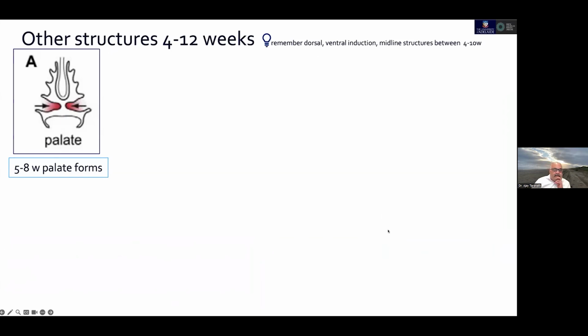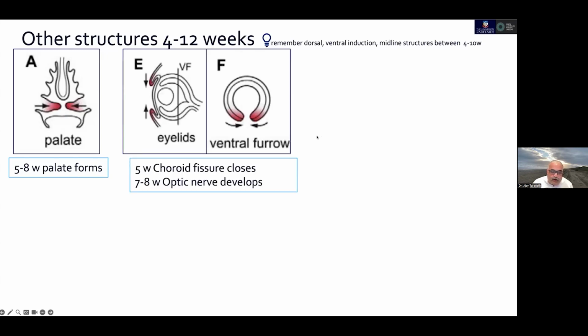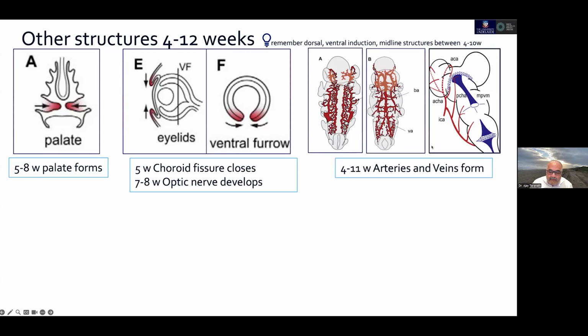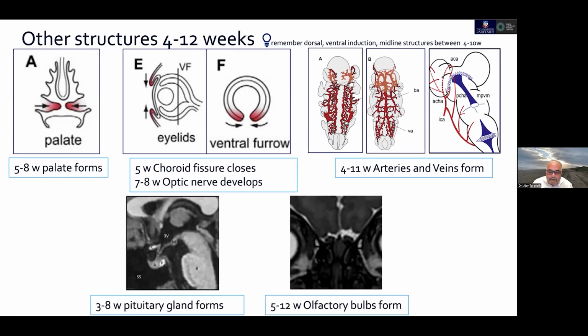Other structures that develop between 4 and 12 weeks. So between 5 and 8 weeks, the palatal shelves fuse to form the hard palate. The choroid fissure in the eye at 5, between 7 and 8 weeks, the optic nerve develops. Vasculogenesis between 4 and 11 weeks. Between 3 and 8 weeks, we have the pituitary gland, and between 5 and 12, the olfactory bulbs.